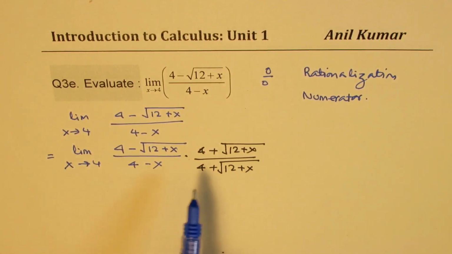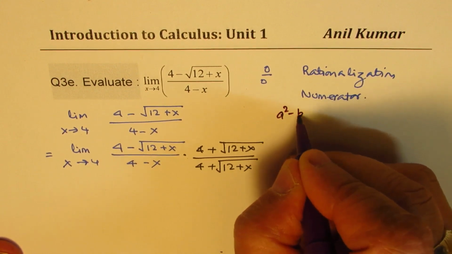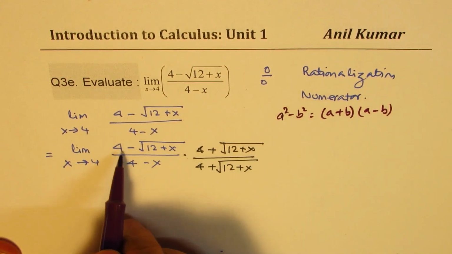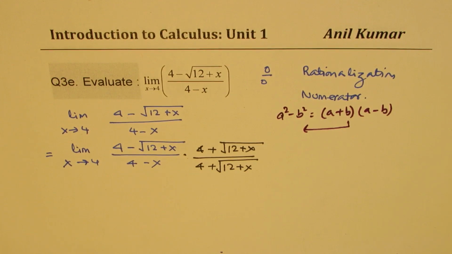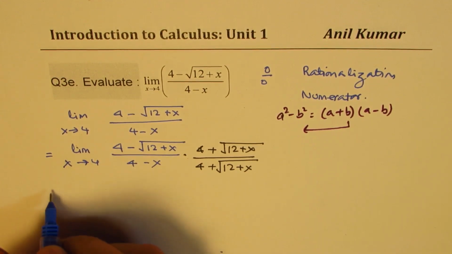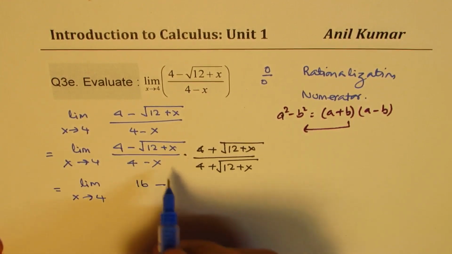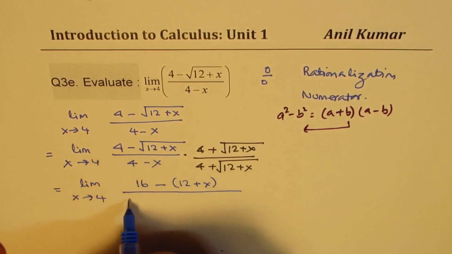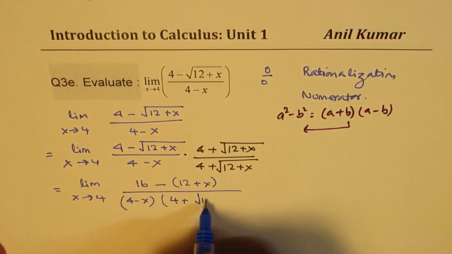Is that clear? So when you do so, we get a difference of squares, right? Since you know that a squared minus b squared is a plus b times a minus b. So we have a minus b times this, and what we get is a difference of squares. So the numerator now becomes 4 squared, which is 16, minus the square of this, which is 12 plus x, correct? In the denominator, we'll write both the factors: 4 minus x times 4 plus square root of 12 plus x.